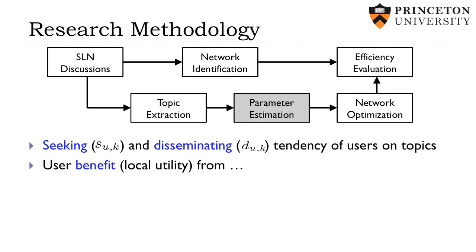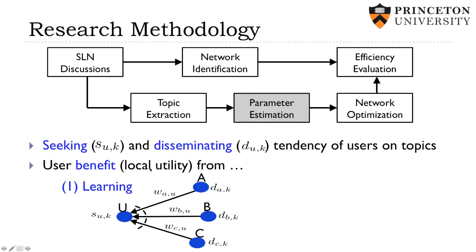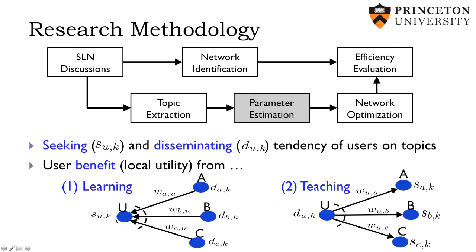With these tendencies in hand, we can then model how much utility each learner is getting from the network. We identify 2 ways in which each user can gain benefit. First is more obvious, from learning. A user's utility is higher when she has more incoming dissemination from her neighbors on topics that she has high seeking tendency for. Second is less obvious but also important, from teaching. Something that is well discussed in literature on education, we can all relate to the fact that people learn by teaching others. In this component, a user's utility is higher when she has more outgoing dissemination to her neighbors on the topics that her neighbors have high seeking tendencies for. Taken together, these 2 components define a user's local utility from the SLN.